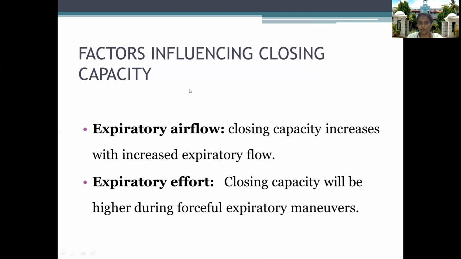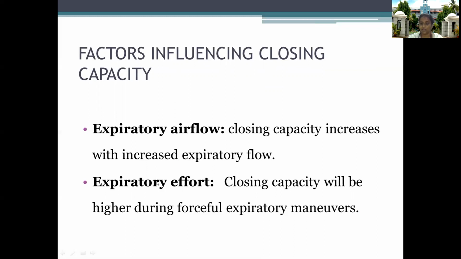So now there are a couple of factors which influence the closing capacity. One is the expiratory airflow. Closing capacity increases with an increase in the expiratory flow. So say a person is expiring at 30 ml per minute and another is doing so at 60 ml per minute. So closing capacity would tend to double with the increase in the speed with which expiratory gas is pushed out.